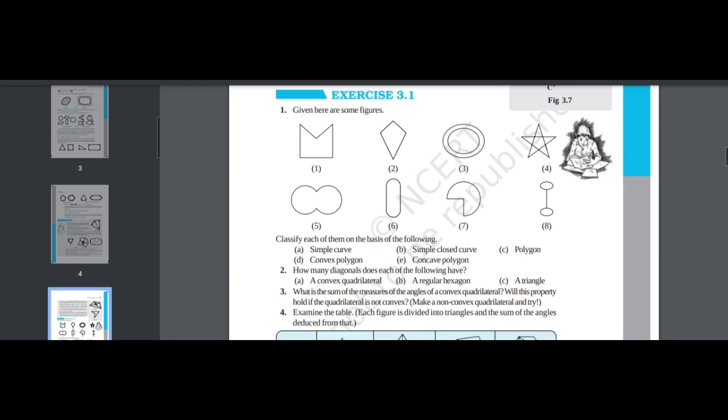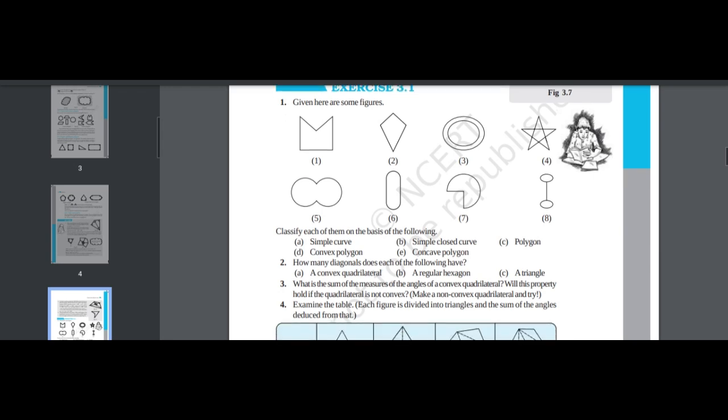Good, move to the next part. What is the third diagram? It's a simple closed curve. It is also a simple curve. I think A and B will be suitable for the third one. Simple curve, simple closed curve. Yes, A and B both for the third one.